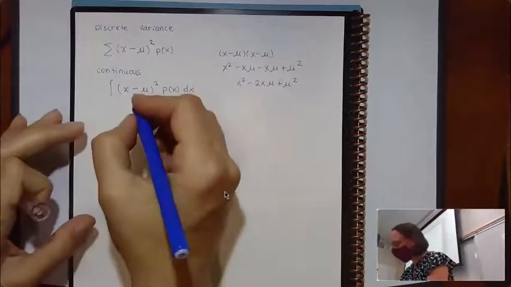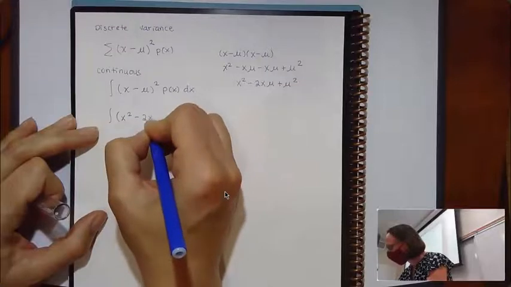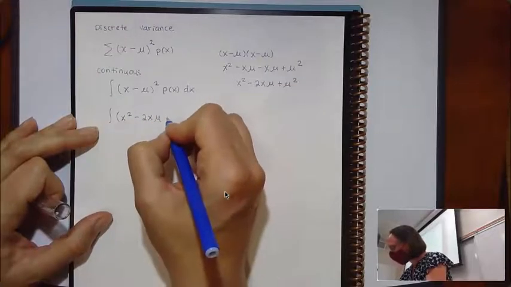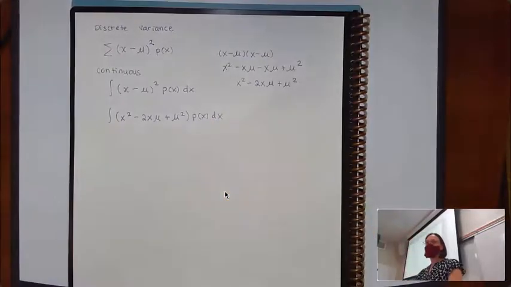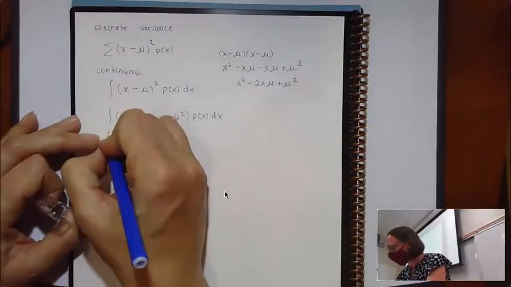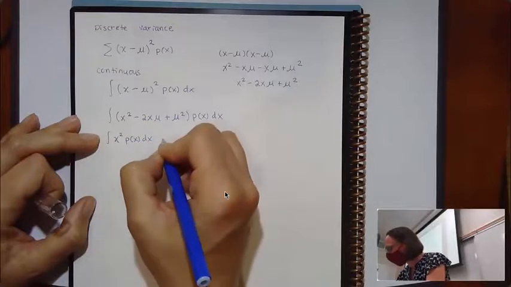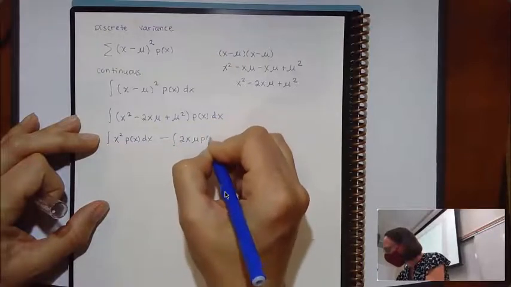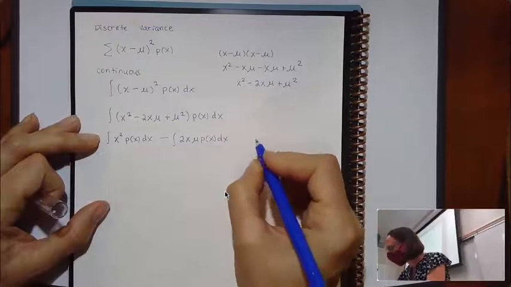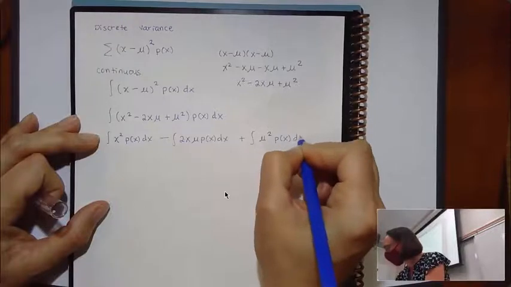So I'm going to replace that in my integral here, so that I've got x squared minus 2x mu plus mu squared times p of x dx. And then I'm going to distribute my p of x through this. So I've got x squared p of x dx minus 2x mu p of x dx plus mu squared p of x dx.